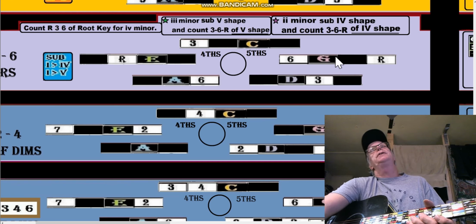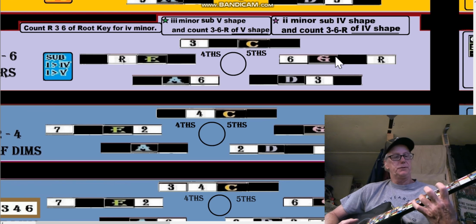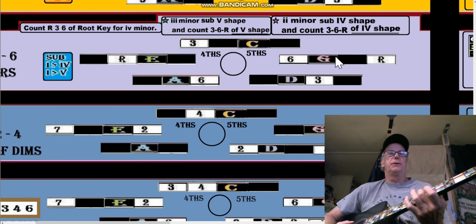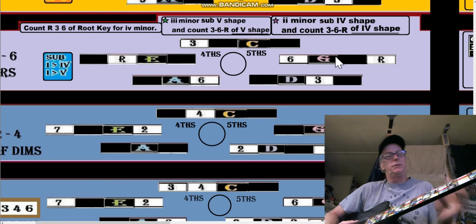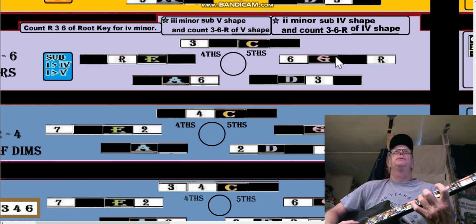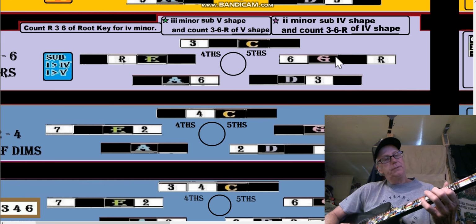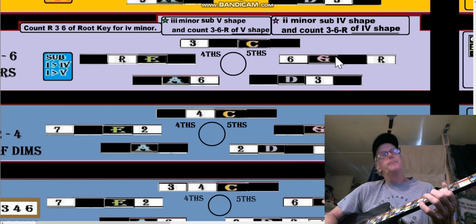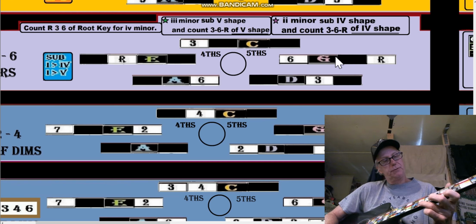Starting on the G, string shape is 6 root. 6 root to the D is 3. Okay, so that B is the third of G. So it's 6, but we just pretend. Don't worry about what the notes are yet. 6 root 3 6 root, G is the root. It does pay to know what the notes are. And then the third up to there, and then back to the G, 6 root.